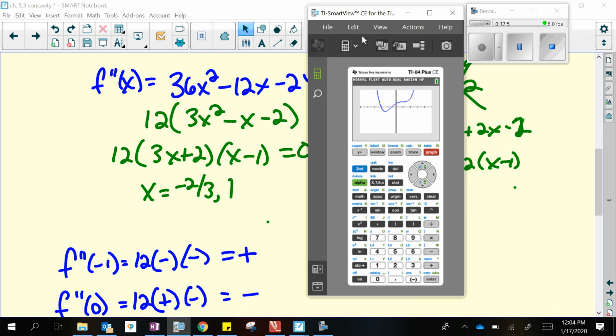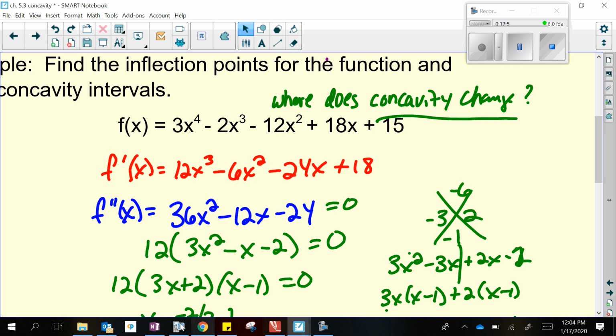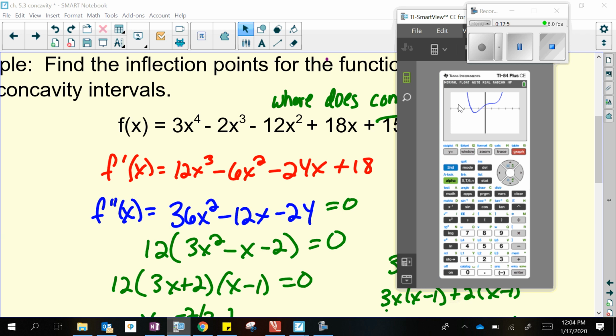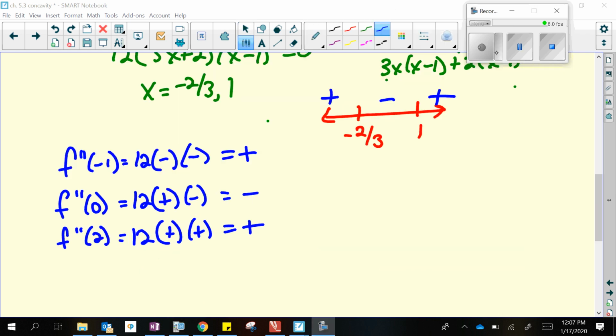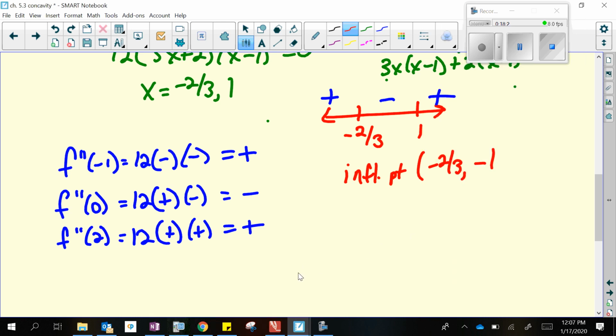And actually, let's go ahead and do that real quick. So if we plugged in negative 2/3, I'm just going to use the calculator for that. So we plugged in negative 2/3 into the original function, and we now know our inflection point is negative 2/3 and then negative 1.15, we'll say.